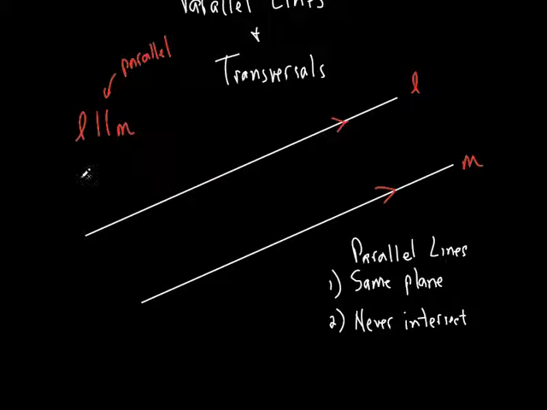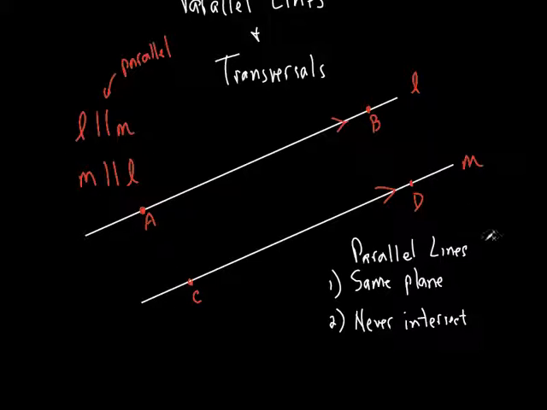You could say M is parallel to L. It doesn't make any difference. So M is parallel to L. It doesn't matter which order you put the lines in. Okay? You could have called this something else. You could have, let's say that this was AB, and this was CD.